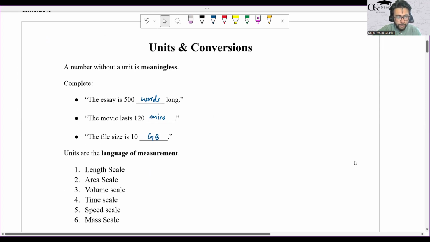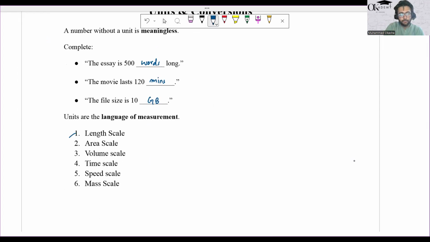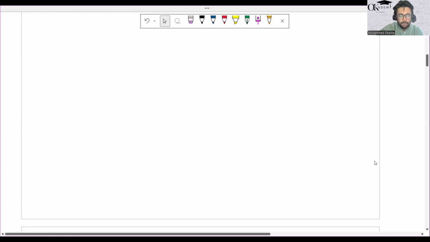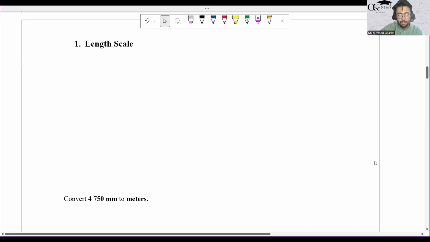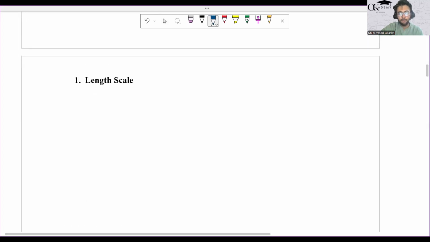So for today, we'll only talk about these 6 units of measurement. We'll talk about the length scale, area scale, volume scale, time scale, speed scale, and mass scale, and the interconversions between them. First of all, length scale. Length normally is given to us in centimeters. There are lots and lots of units of length, but I'm going to confine myself to the smallest one, which is millimeters. There are smaller units than millimeters. Okay, millimeters, centimeters.